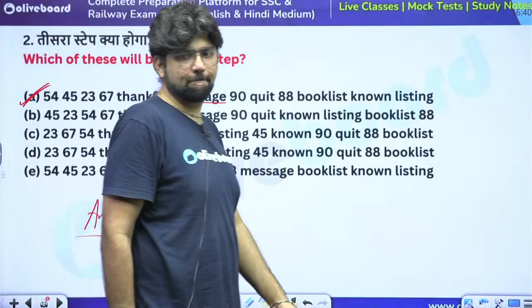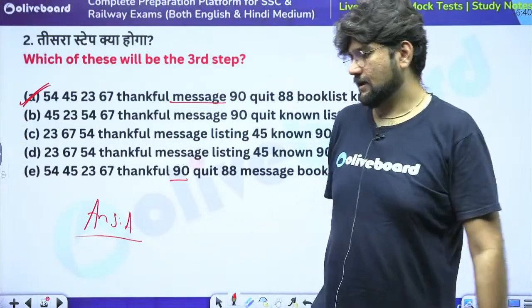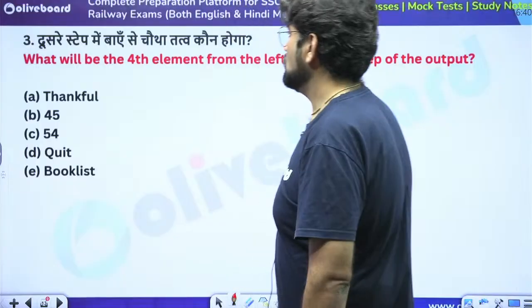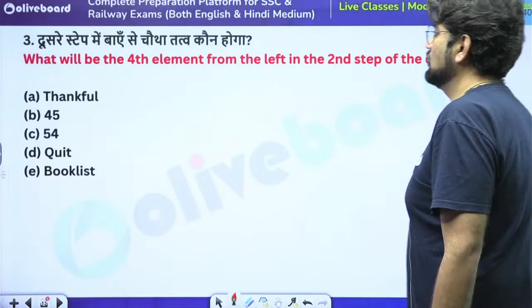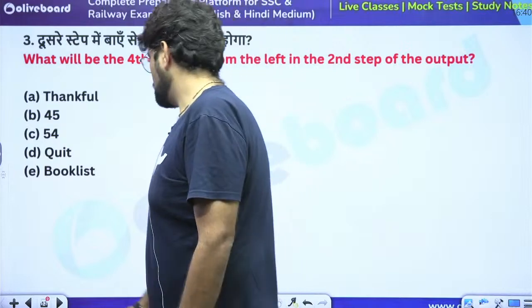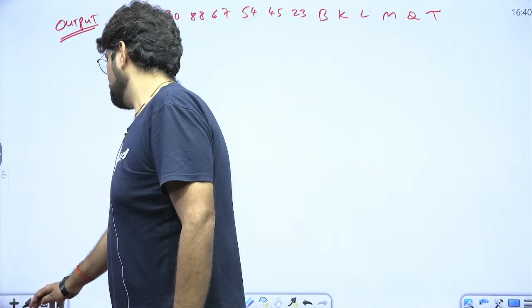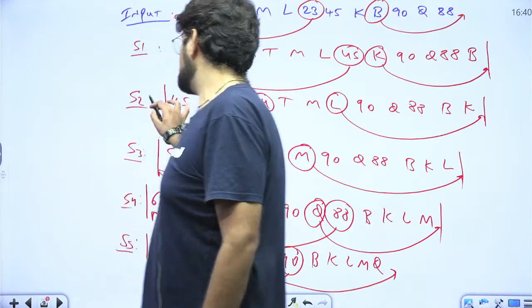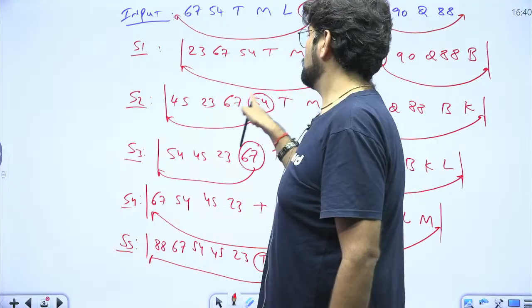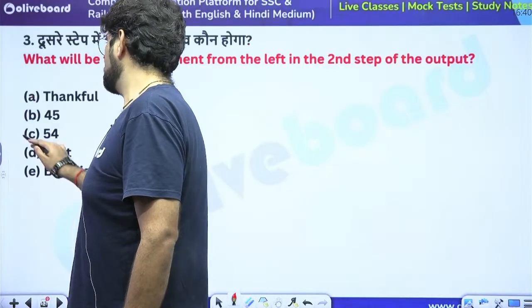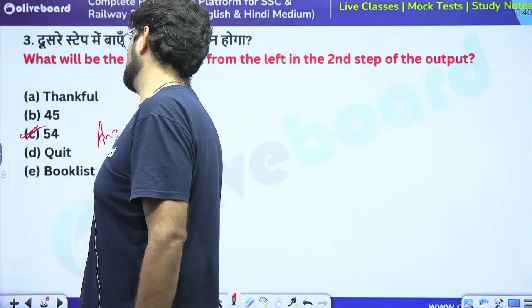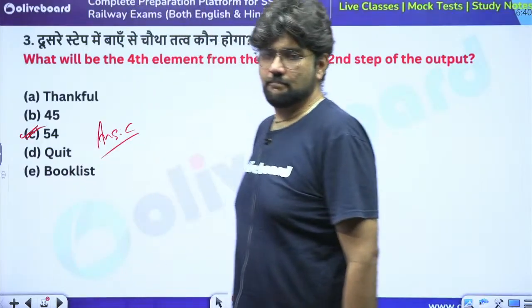Okay. Next. What will be the fourth element from the left in the second step of the output? Fourth element from the left in the second step of the output. Second step, fourth element from the left. 1, 2, 3, 4. It's 54. Option C is the right answer. Cool.